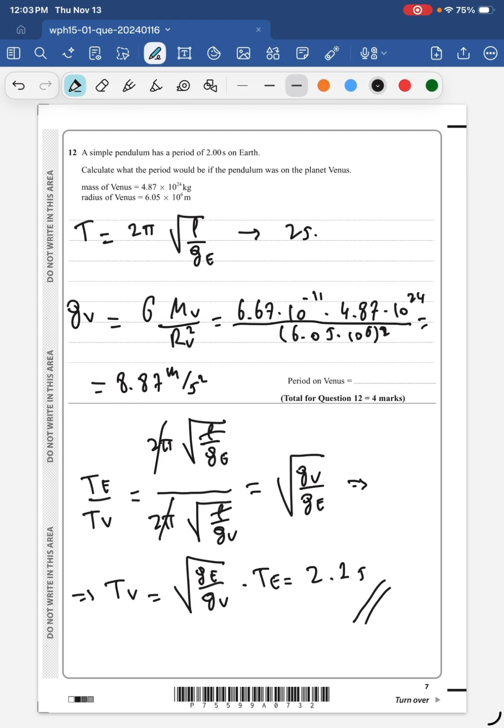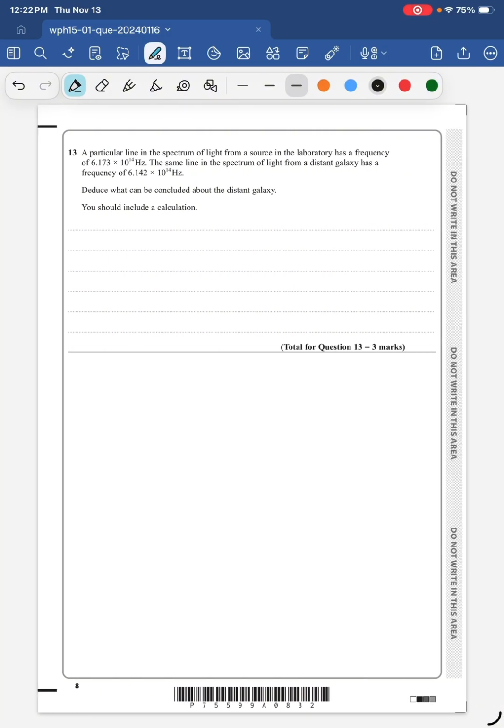Okay, so compare these two. I mean, they are really close. Why is that? Because g is very close. Okay, so because the g's are very similar. All right. Okay, moving on to question 13.